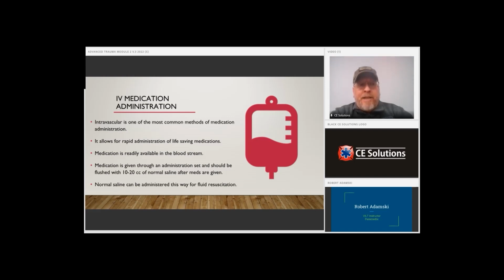Now, everybody notice that fourth bullet point there. Typically, to get the best, quickest onset of action, you need to flush your IV medication with 10 to 20 milliliters or cc's of IV fluids after you give those medications. And that's especially true with our cardiac arrest patients because they have poor perfusion. Don't forget that.